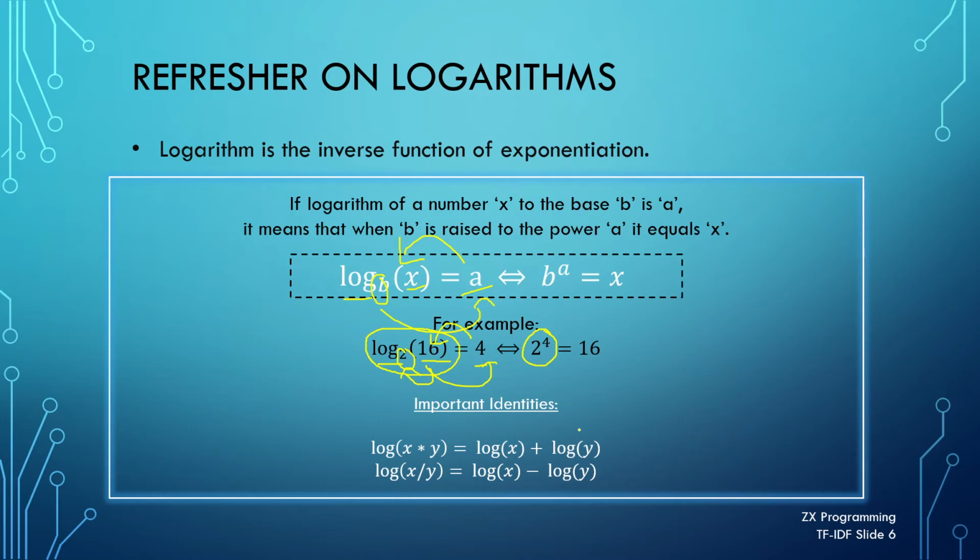There are two important identities associated with log values which are independent of base. The log of any product of two numbers is simply the log of the individual numbers added together. Similarly, the log of a fraction or division of two numbers is basically the log of the numerator minus the log of the denominator.